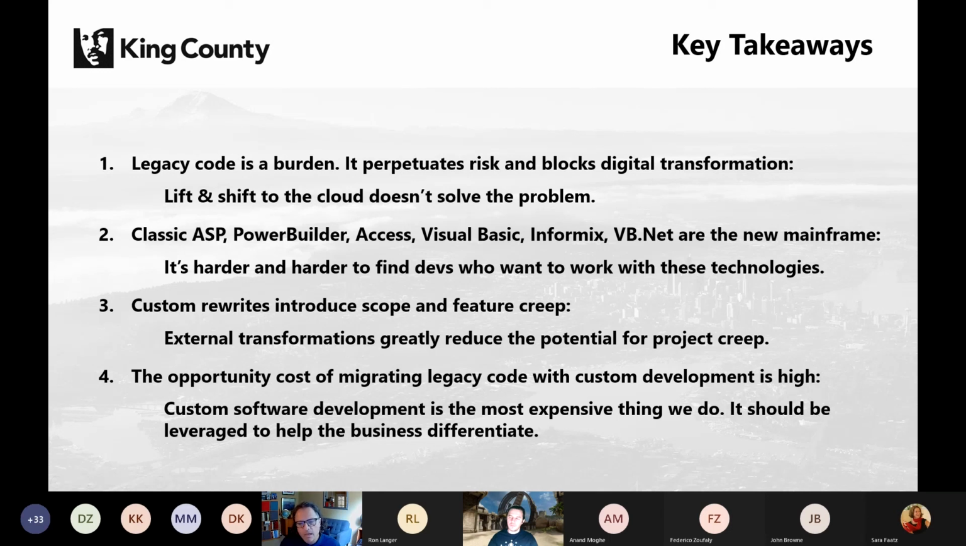You've got to bring a variety of strategies and partnerships and relationships, like Mobilize, like Microsoft, like AWS, and there are plenty of others out there that can help migrate that legacy code so that your teams can focus on what really matters for the business.